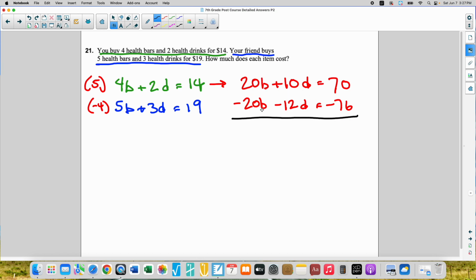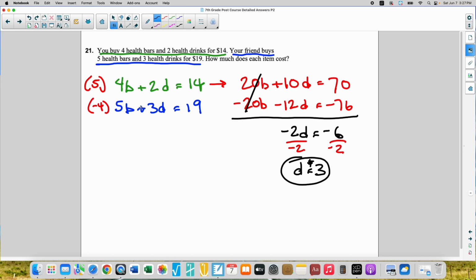Notice they are aligned. The b's are aligned. The d's are aligned. They're both on the same side of the equal sign, and my constant is on the right. If I combine these, they cancel out one of the variables, and it leaves me with negative 2d equals negative 6. We're going to divide by negative 2, and we're left with d equals 3. So we bought 3 drinks. Drinks are $3.